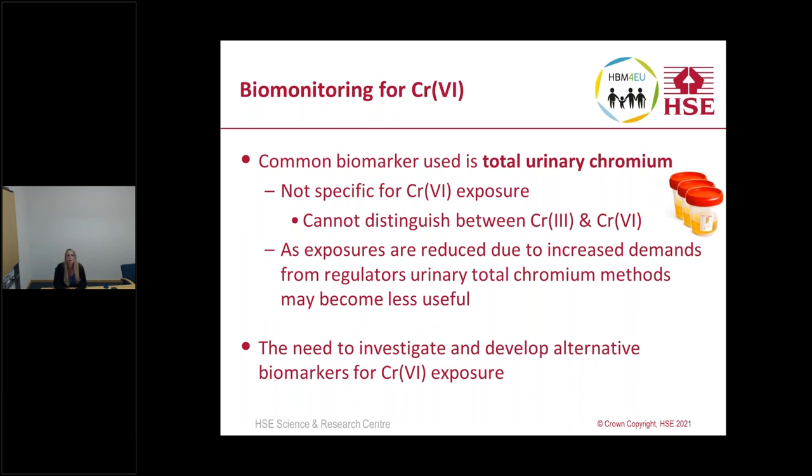So when it comes to biomonitoring of hexavalent chromium for occupational exposure, the most commonly used approach is a urine sample, which analyzes total chromium content. So it's not specific for chromium 6 exposure, because you can't distinguish between chromium 3 and chromium 6 in a urine sample, because generally all bodily fluids tend to convert all hexavalent chromium down to trivalent chromium. And it's thought that as exposures are reduced due to increased demands from regulators, there might be a point where urinary total chromium methods are less useful, because it's going to be really difficult to distinguish between the dietary contribution from trivalent chromium and the occupational hexavalent chromium. So the program understood that there was also a need to investigate and develop alternative biomarkers for chromium 6 exposure.